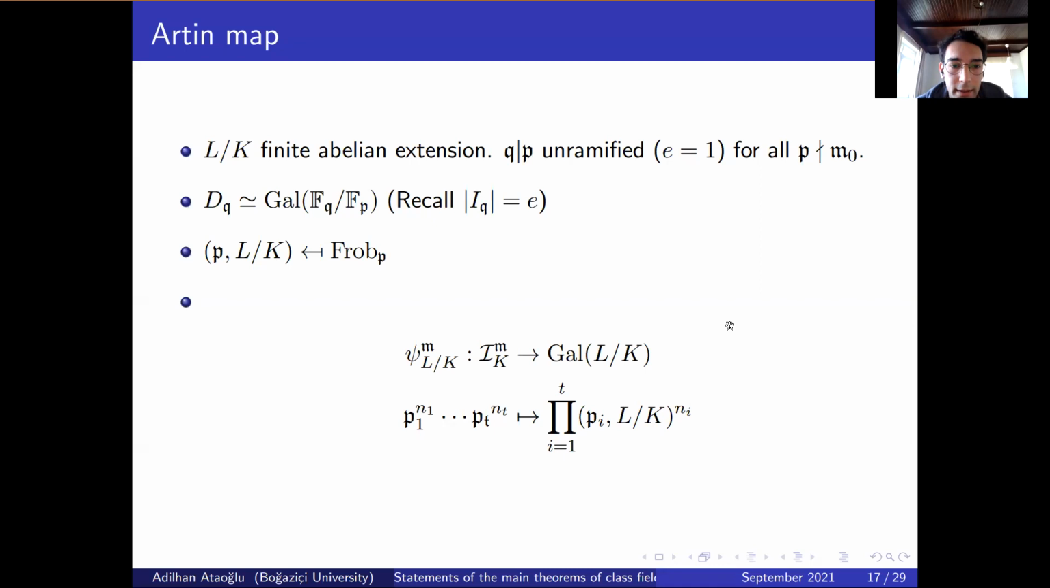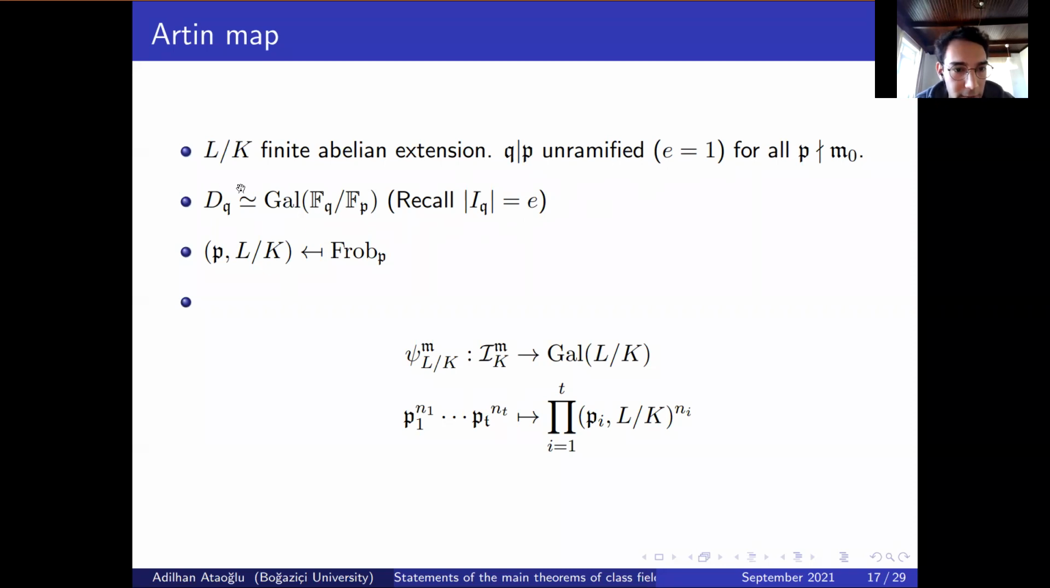And now we have an important homomorphism. The class field theory deals with the abelian extensions of global fields or local fields. Let L over K be a finite abelian extension of the global field K, and take a modulus such that all of the primes that ramify in L are in this modulus, and if a prime is not in this modulus, it is unramified. Let Q lie over P, and it is unramified, hence the ramification index is equal to 1, and thus the inertia group is a trivial group.